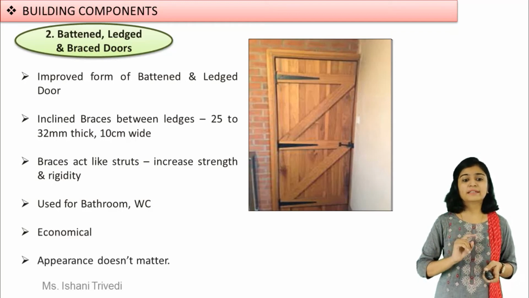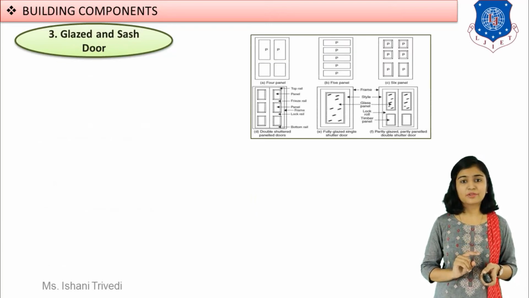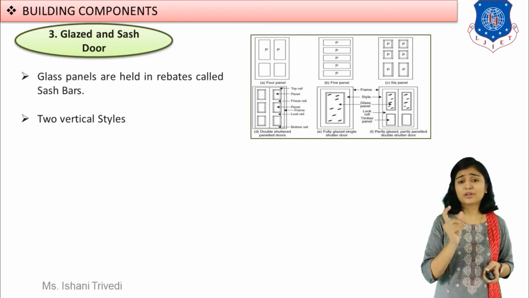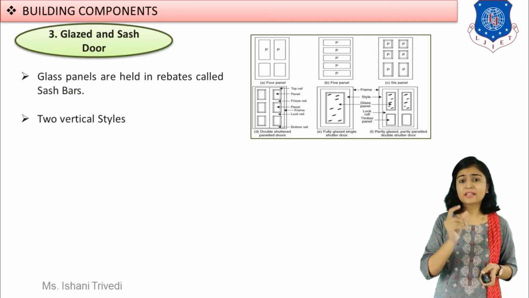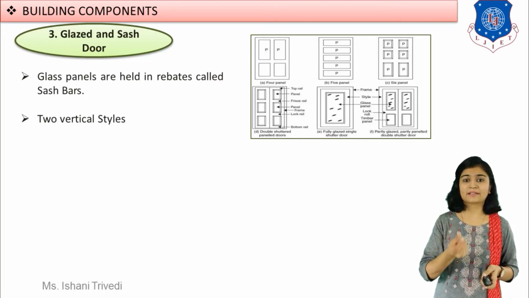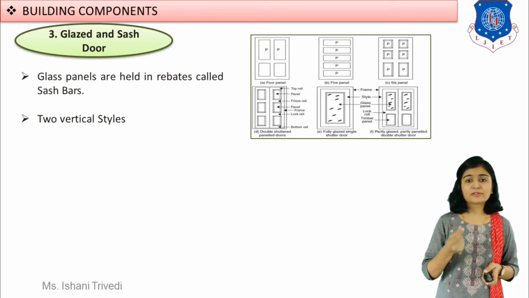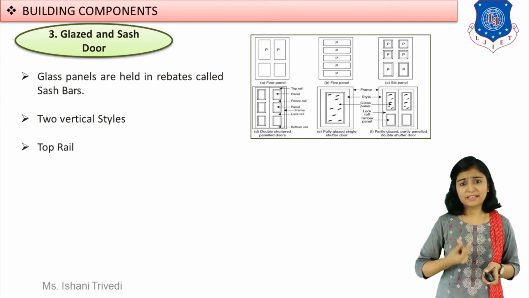Okay, now let us move forward to the next type of door, that is glazed and sash door. As I said, if I talk about the word glaze, glaze means shine. Shine means something which reflects the light. And what is that material? Glass. Glaze means glass. Okay, so glazed and sash door. Now, here glass panels are provided.